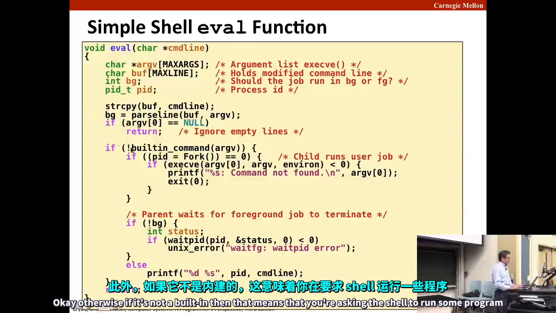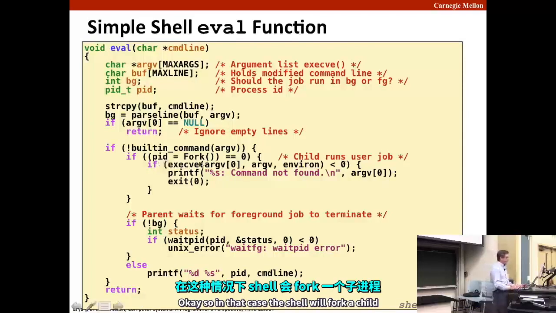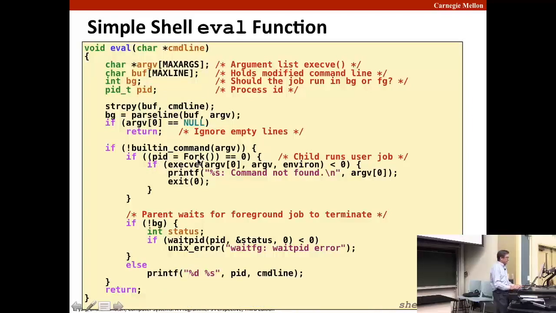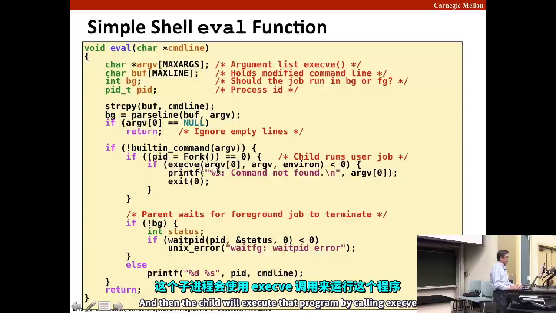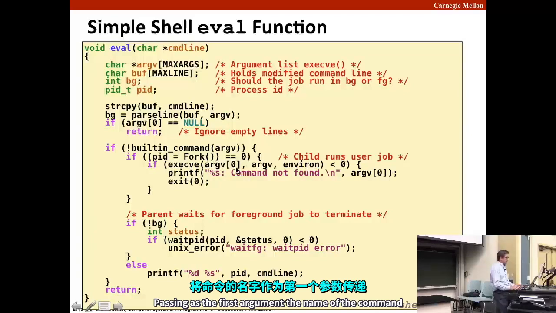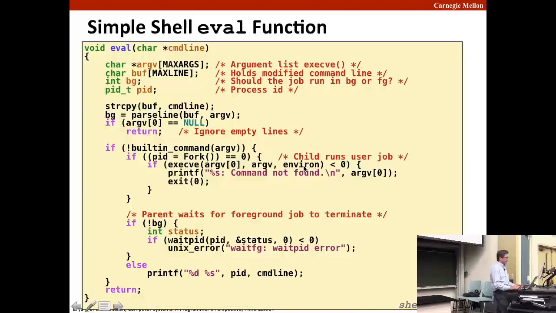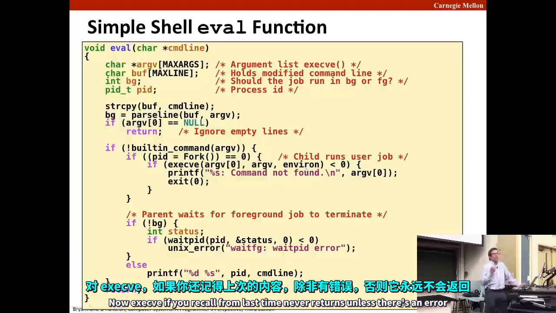Okay, otherwise, if it's not a built-in, then that means that you're asking the shell to run some program. So in that case, the shell will fork a child, and then the child will execute that program by calling execve, passing as the first argument the name of the command, and as the second and third arguments argv and the environment, respectively. Now execve, if you recall from last time, never returns unless there's an error.